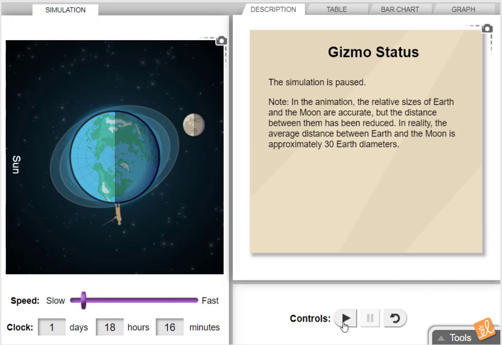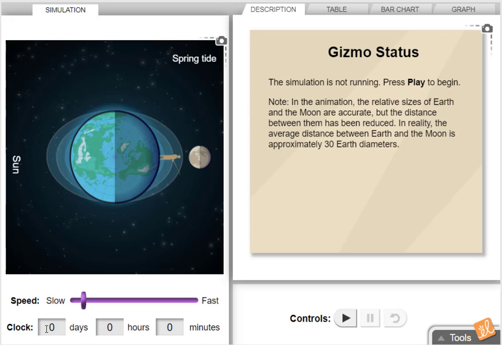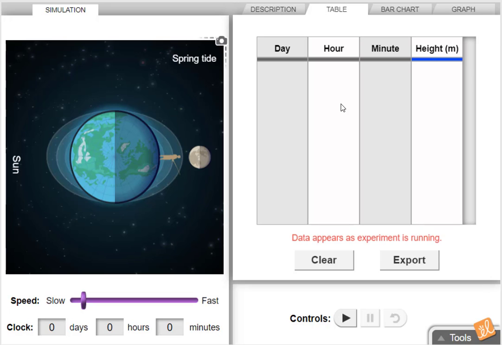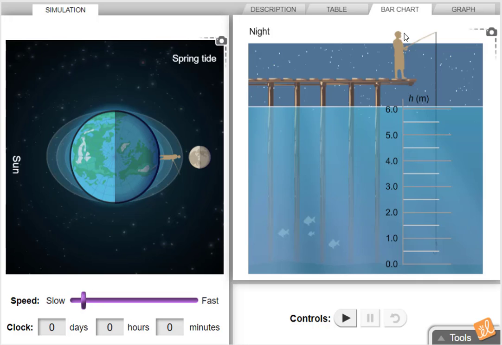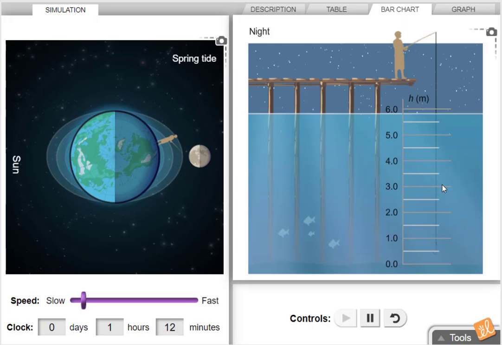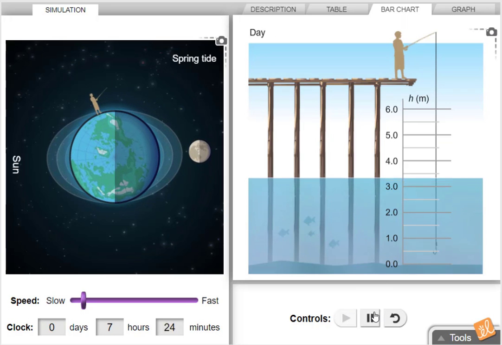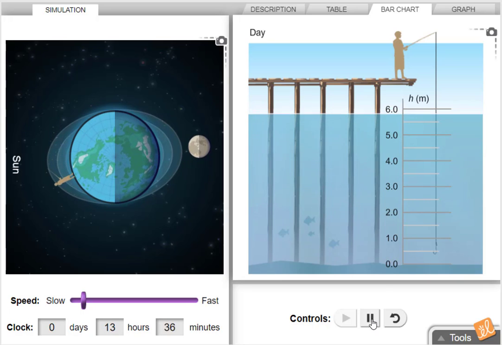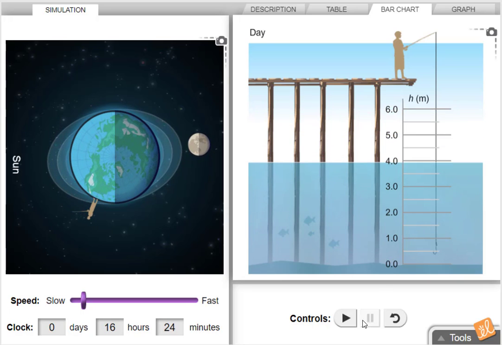The other controls are just pause or continue, or you can reset, and that's going to take you back to day 0, hour 0, minute 0. There's going to be a table that'll just show data, and we're not going to work with that one a lot. There's also a bar chart that shows where this fisherman is in the simulation. That's where he's standing. You can see the bar chart is going to show the tides get low tide and high tide and low tide.